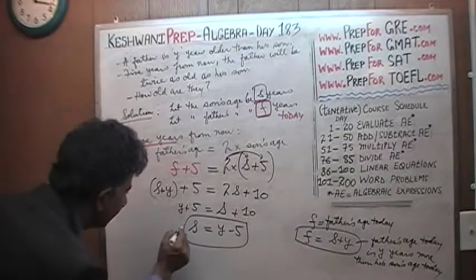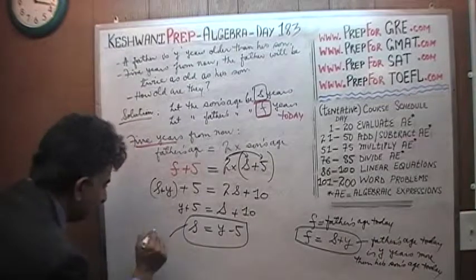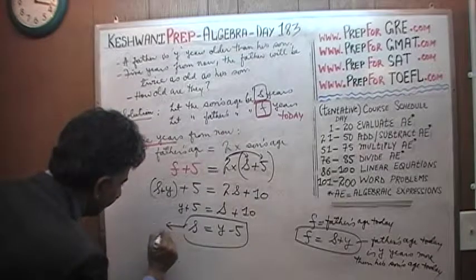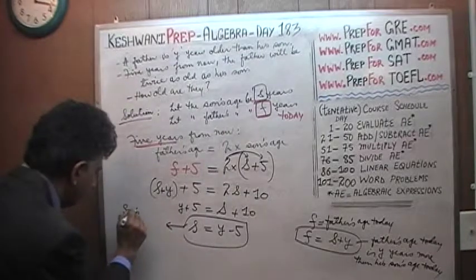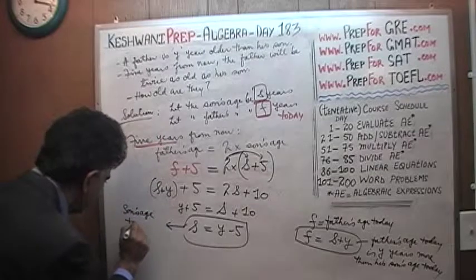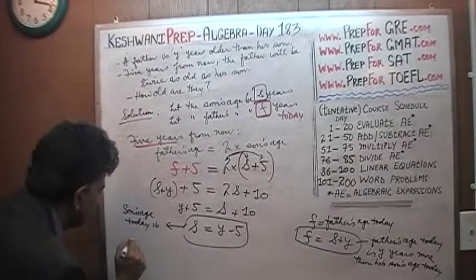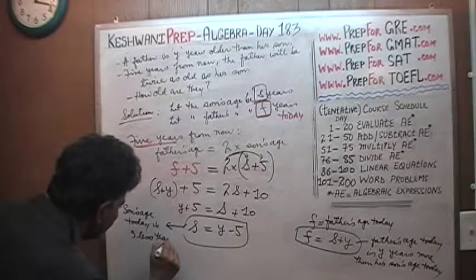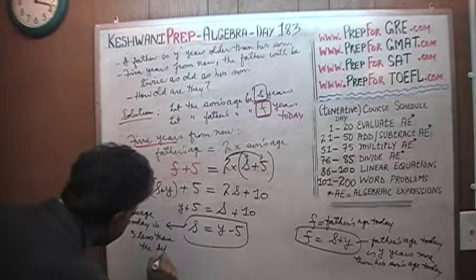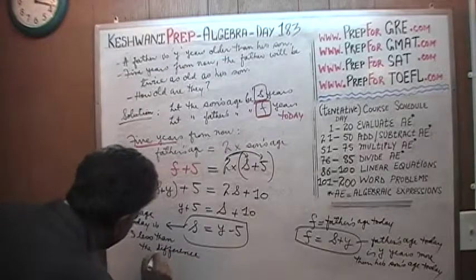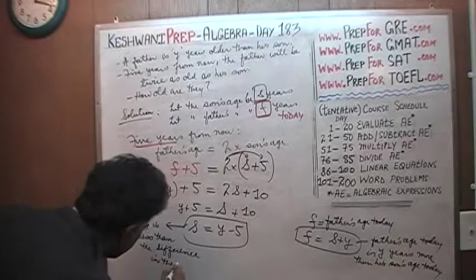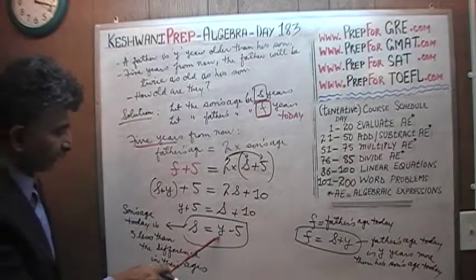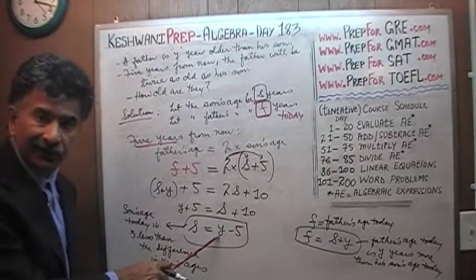What this says is that it turns out that son's age today is 5 less than the difference in their ages. That's what it says, because what does y represent? Y represents the difference in their ages.